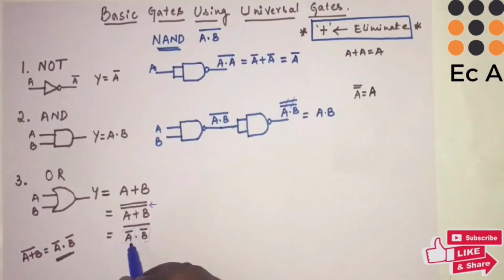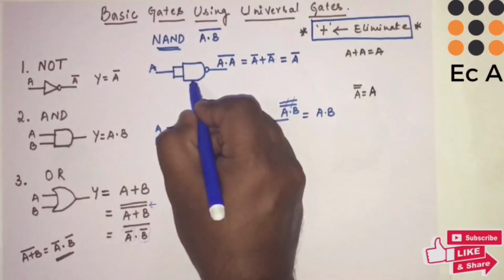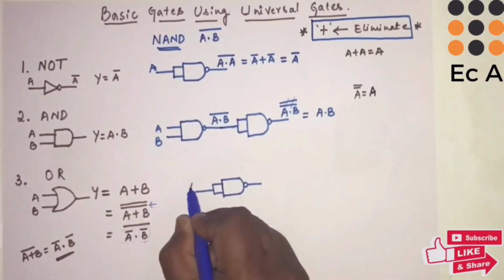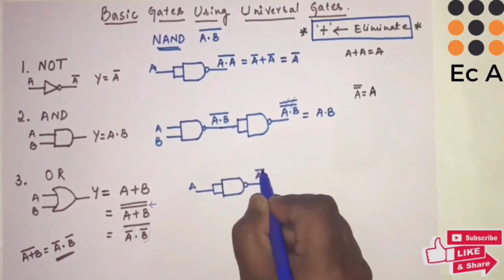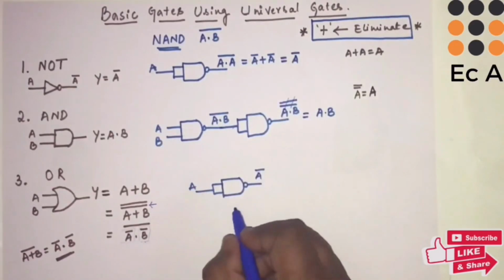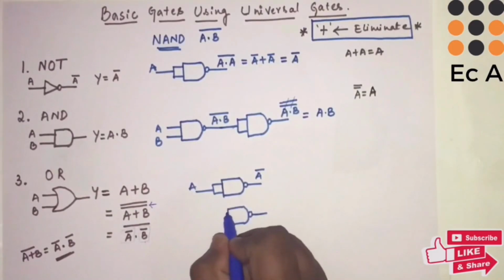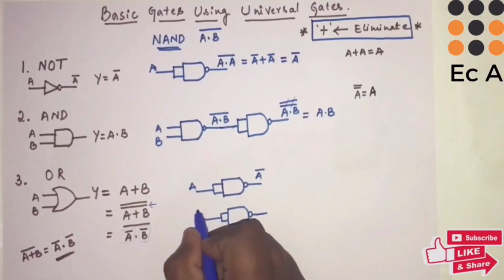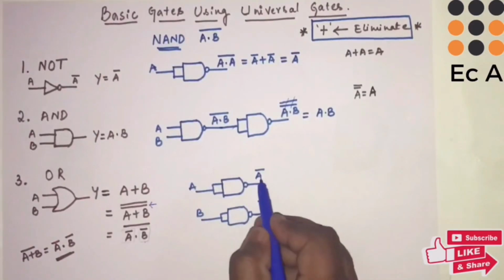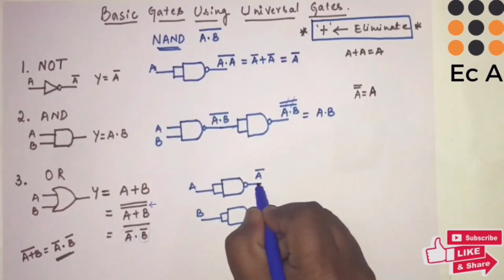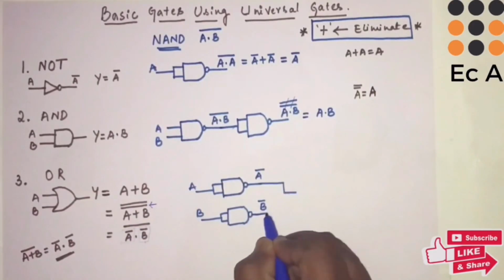First let us implement A bar using NOT gate. This is A, output will be A bar. Now let us implement B bar using NAND gate. Let us use NOT gate to get B bar. So we got A bar and B bar. First term dot second term whole bar is one more NAND operation, so we can use one more NAND gate.